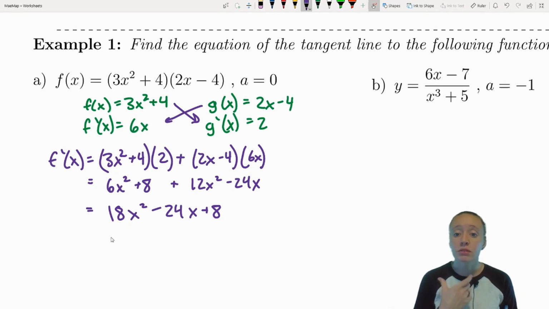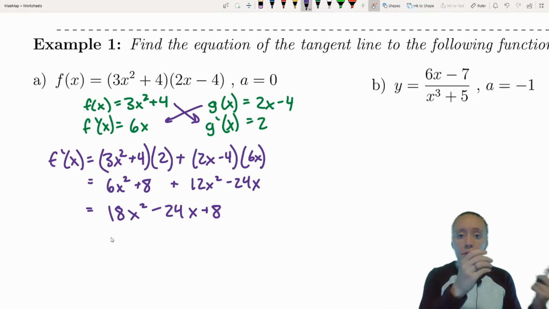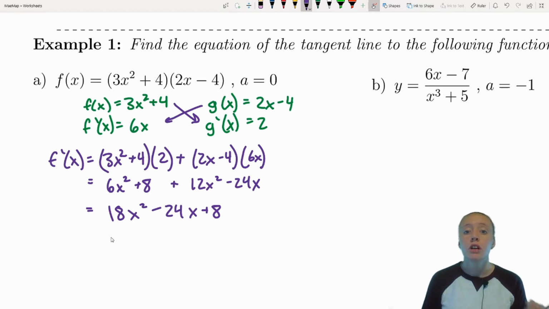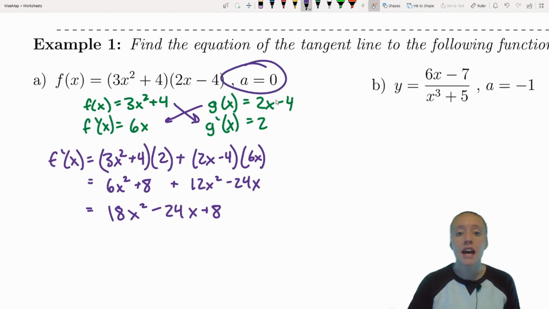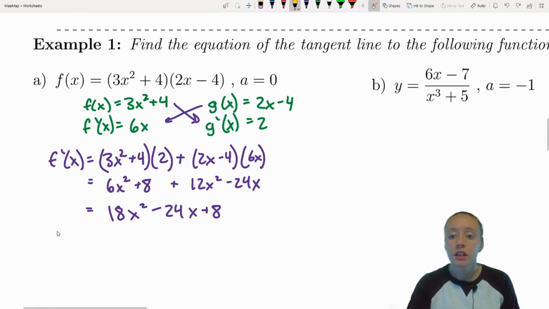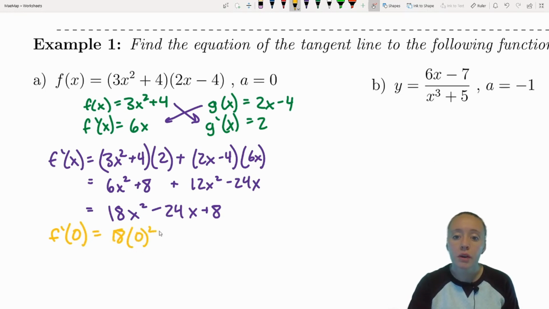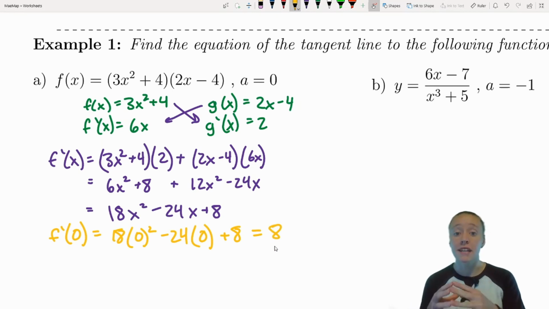If I have my derivative function, in order to find the slope at a point, I plug in the point in question. So my point is a equals 0. Plugging a equals 0 in, I'll do f prime of 0. That's going to be 18 times 0 squared minus 24 times 0 plus 8, which is going to give me 8. So I know my slope is 8.